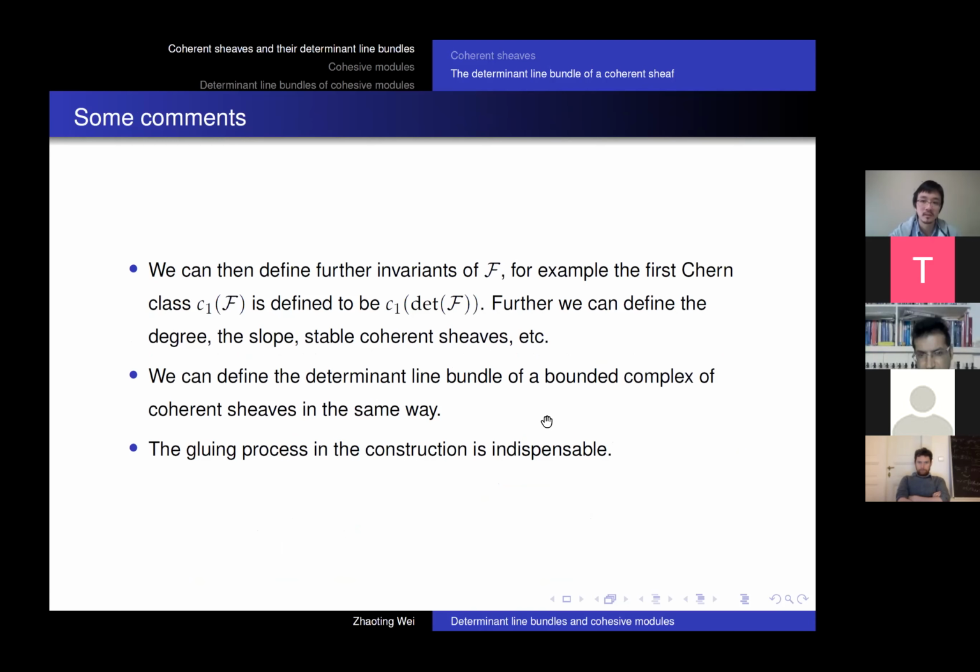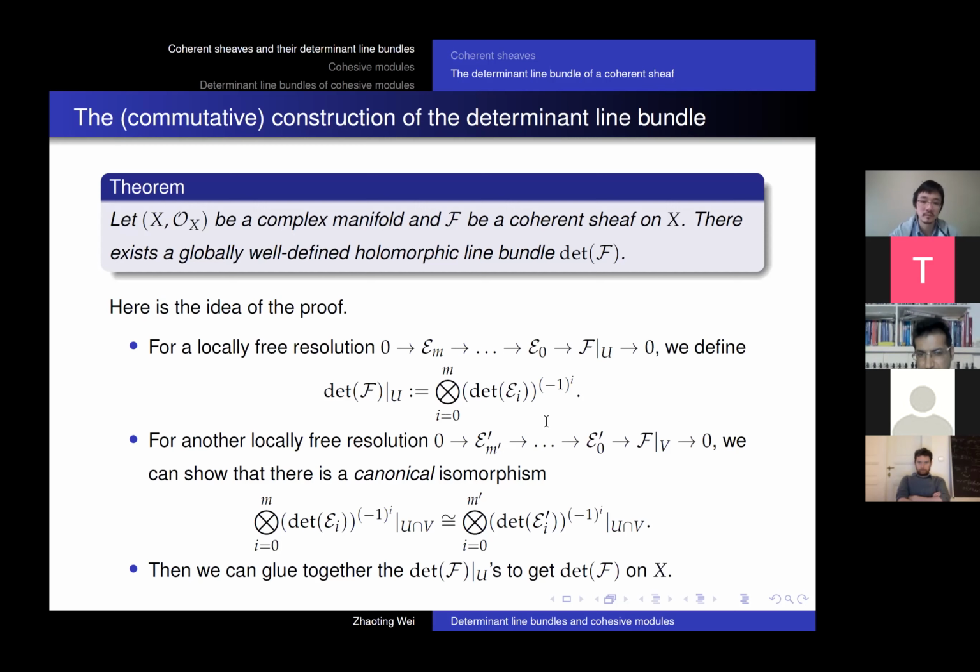Sorry, is it supposed to be a numerical invariant, I mean, when you say the determinant of F, it's supposed to be?